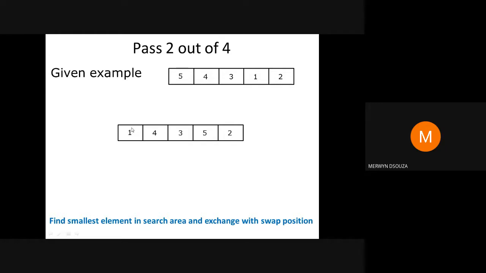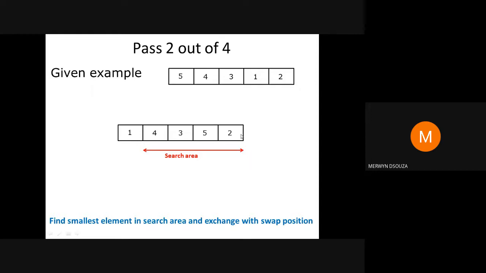Now 1 is already in its proper position, so you need not include 1 in the search area. You decrease the search area, so now your search area will be only so much. You start from array index 1 and go till the last. Now your search area has become smaller.